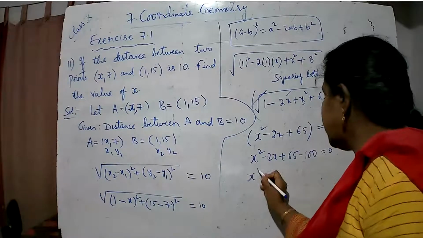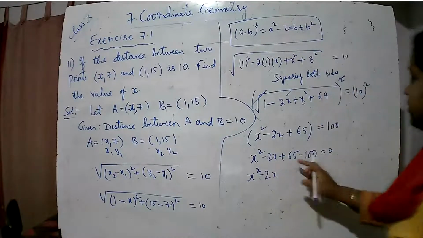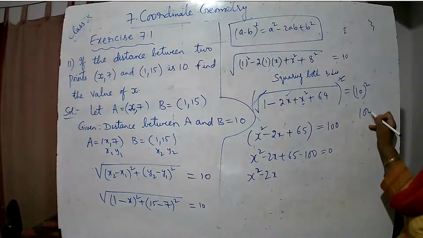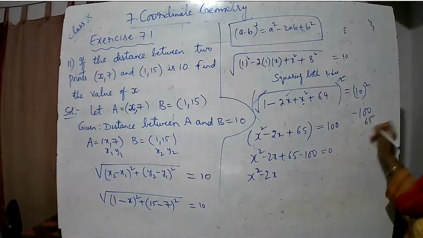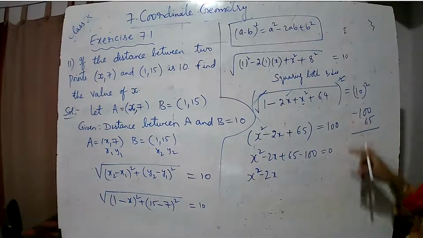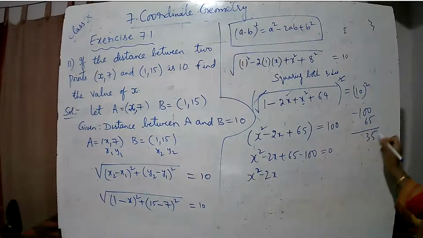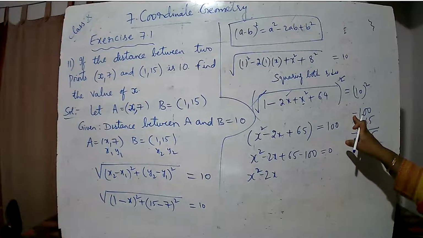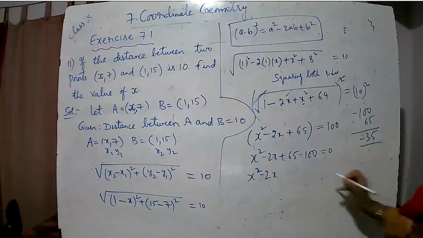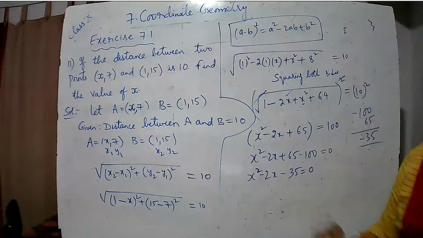So x square minus 2x. 100 minus 65 is how much? Minus 100 plus 65. One is plus and one is minus, so you should always subtract. So 100 minus 65 is 35, but the bigger number's sign is minus. So I will get minus 35. Minus 35 is equal to 0.